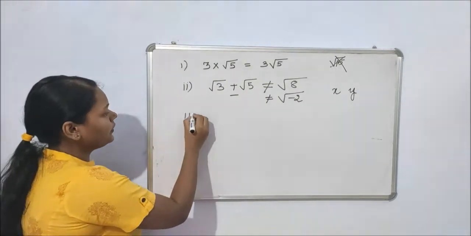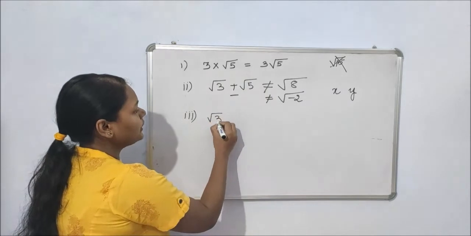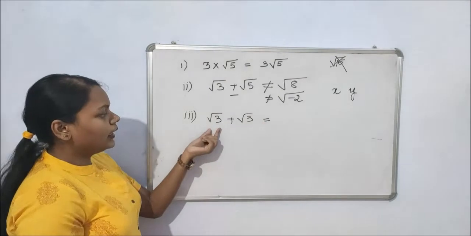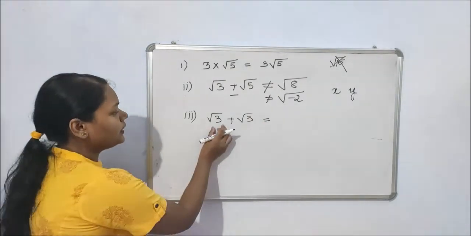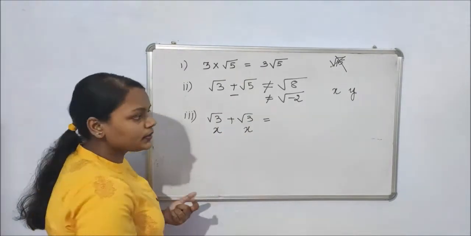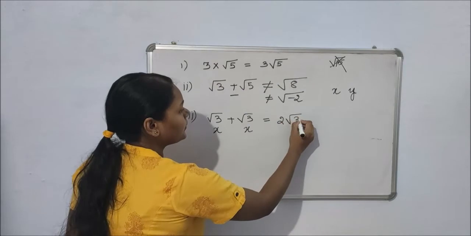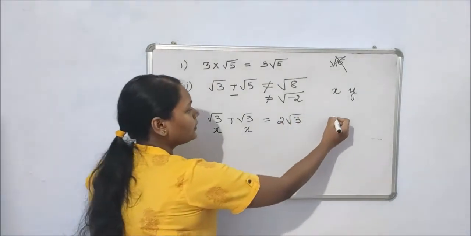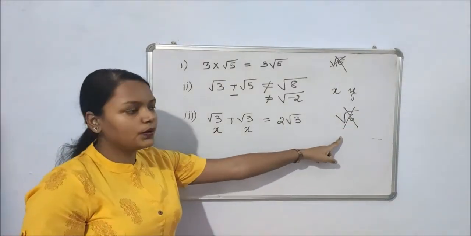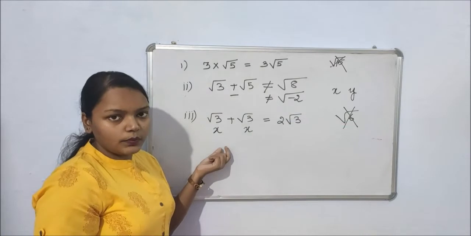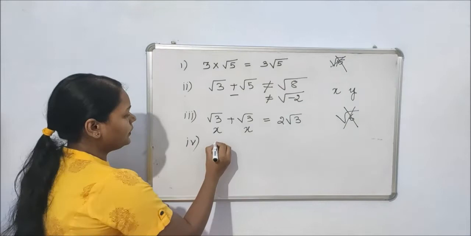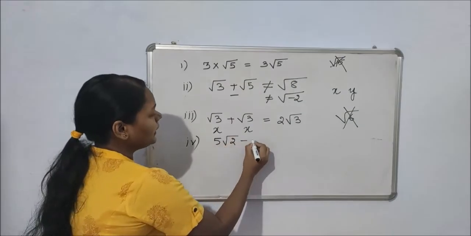But when we have been given same terms like root 3 plus root 3, I have told you to treat them as variables. If this is x, this is also x, so x plus x will give me 2x. So this will become 2 root 3, and not root 6. Just don't simply add 3 plus 3 to give 6. That is wrong. Treat them as variables are treated. Same way, if I am given 5 root 2 minus 3 root 2.